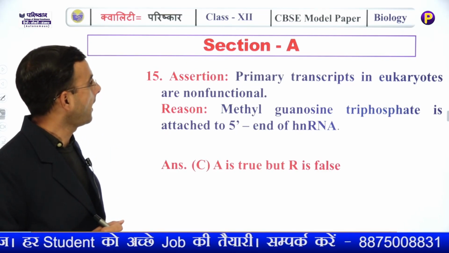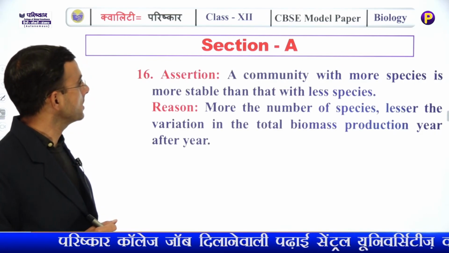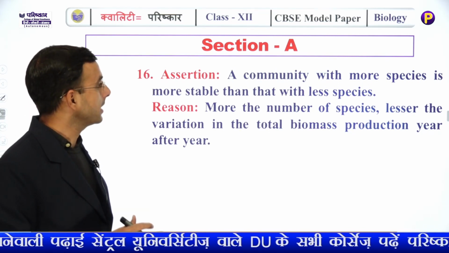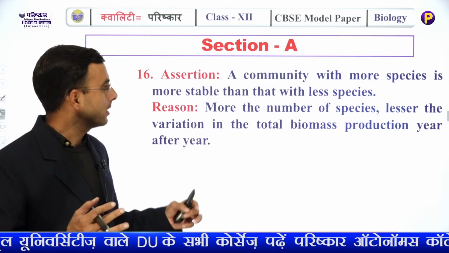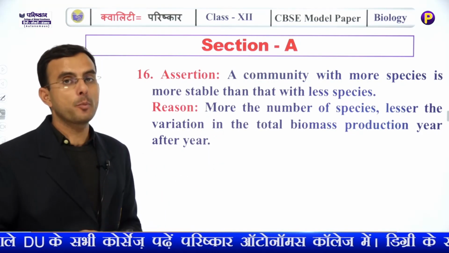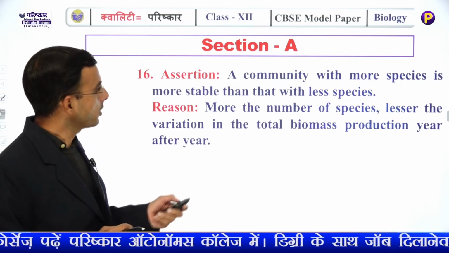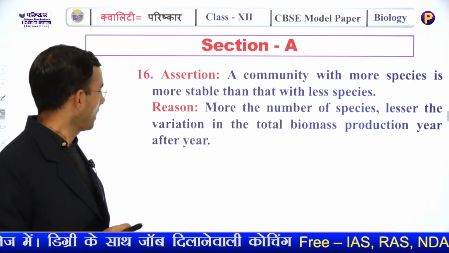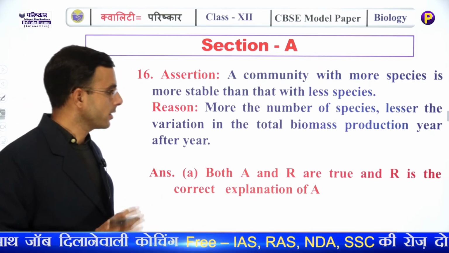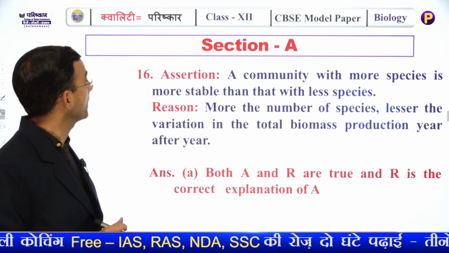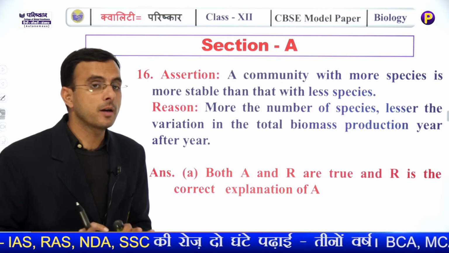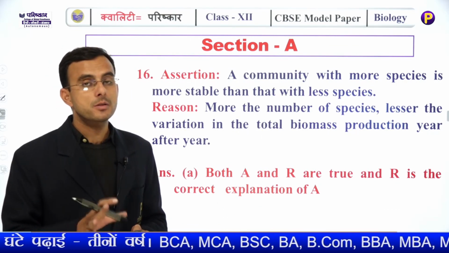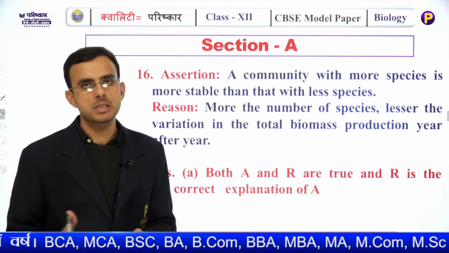A is true, but R is false. Question 16: a community with more species is more stable than that with fewer species. A community is the group of different populations living in a particular area. So with more species, there is lesser variation in the total biomass production year after year. So both A and R are true, and R is the correct explanation of A. With this one we are completing section A. Section A is based on multiple choice and assertion-reasoning type questions.